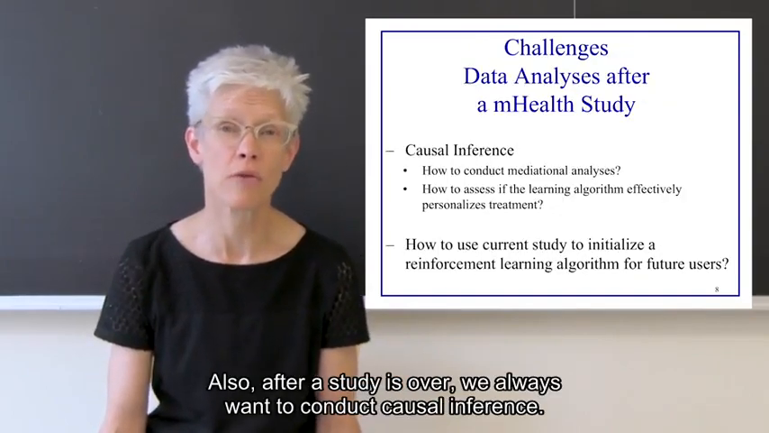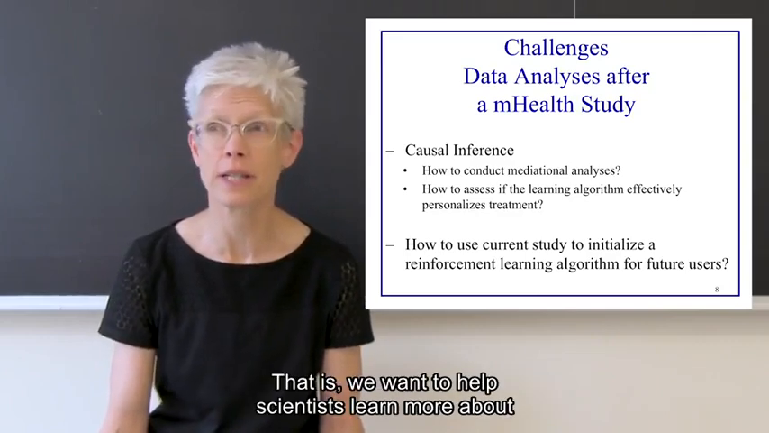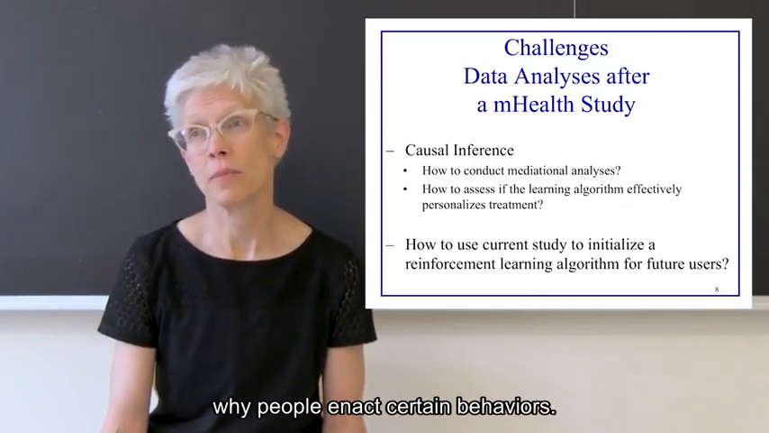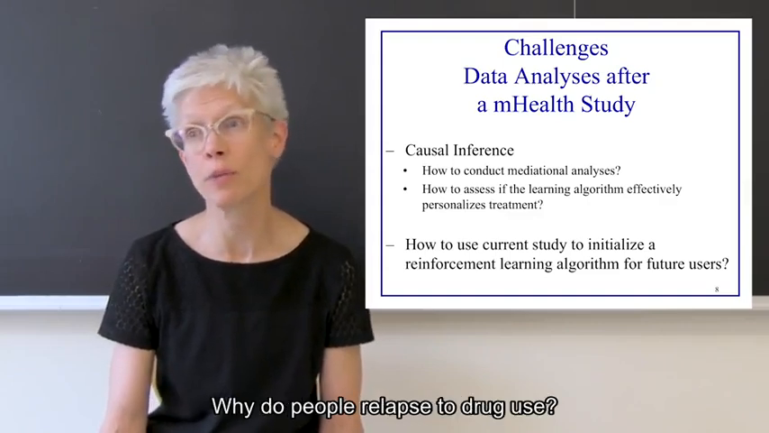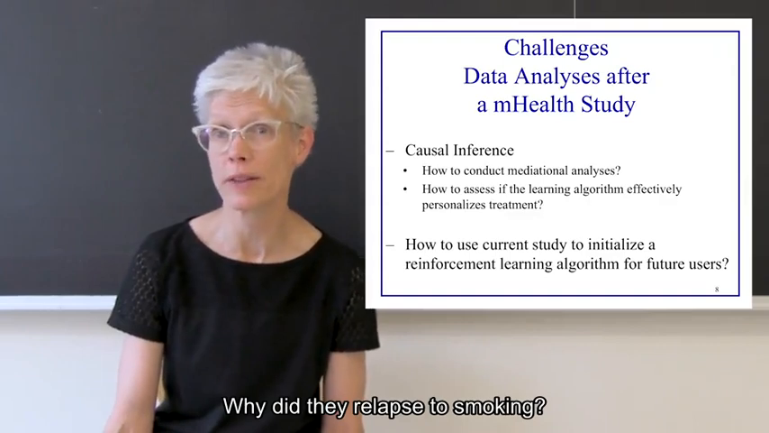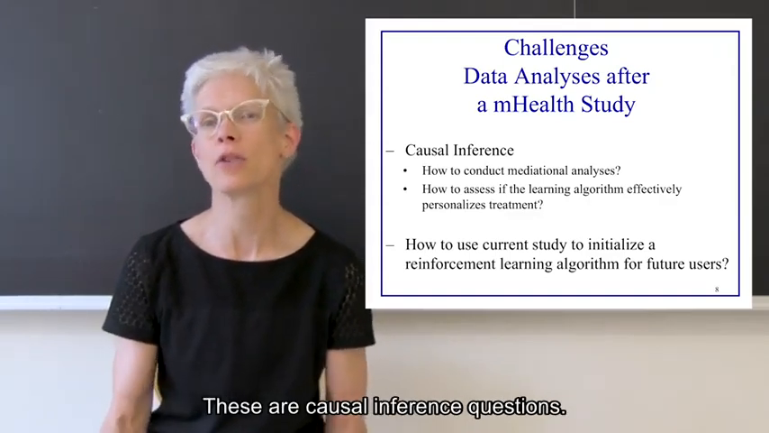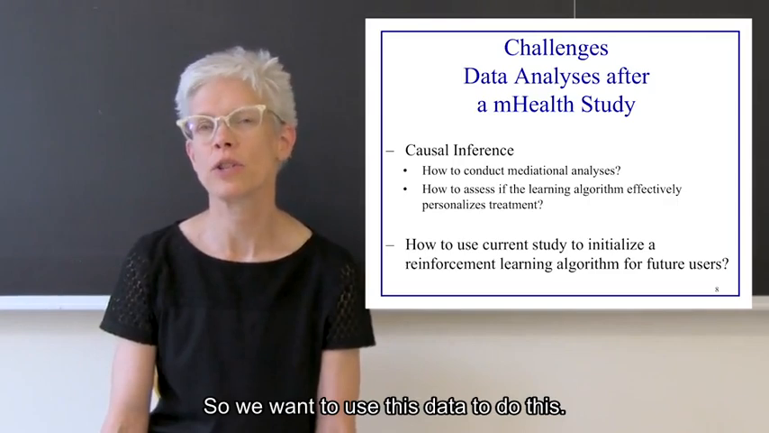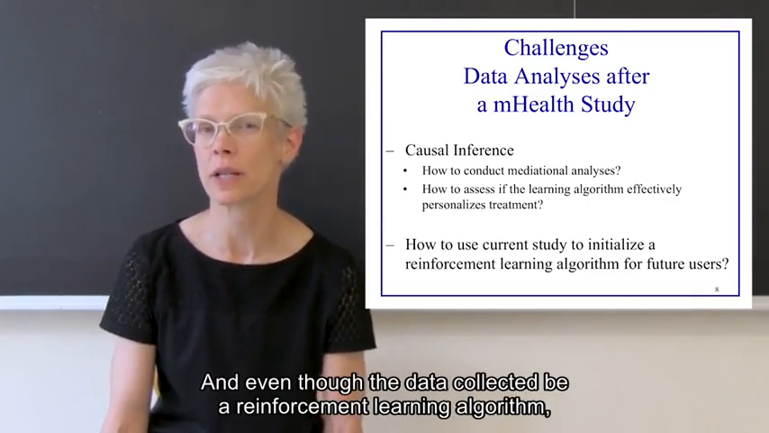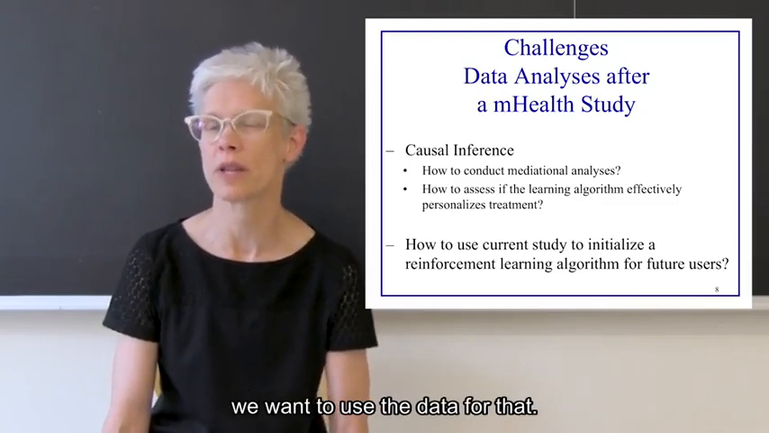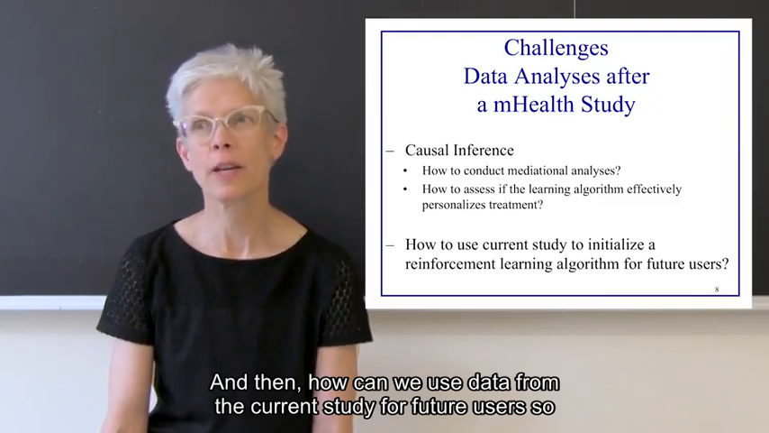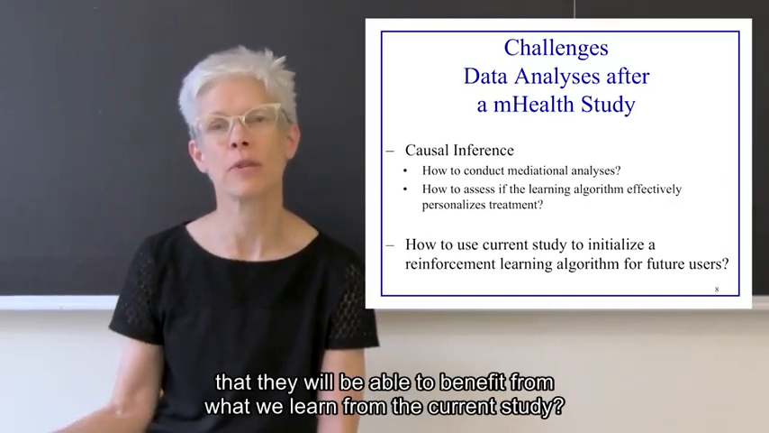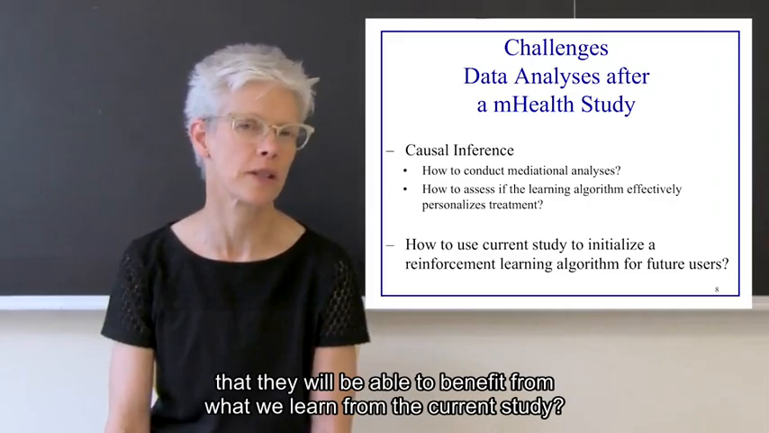Also, after a study is over, we always want to conduct causal inference. That is, we want to help scientists learn more about why people enact certain behaviors. Why do people relapse to drug use? Why do they relapse to smoking? These are causal inference questions. How can the treatment help them so that they don't relapse? So we want to use this data to do this. Even though the data is collected via a reinforcement learning algorithm, we want to use the data for that, and we have to figure out how. And then how can we use data from the current study for future users so that they will be able to benefit from what we learn from the current study.